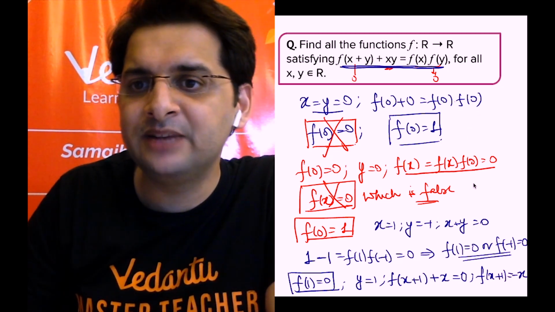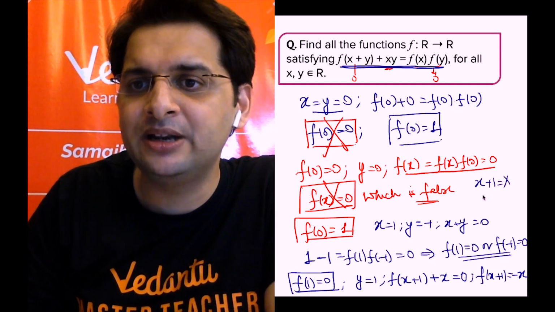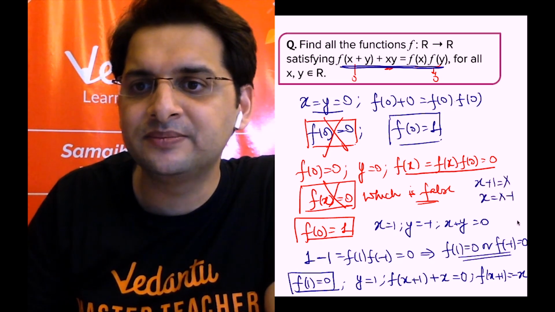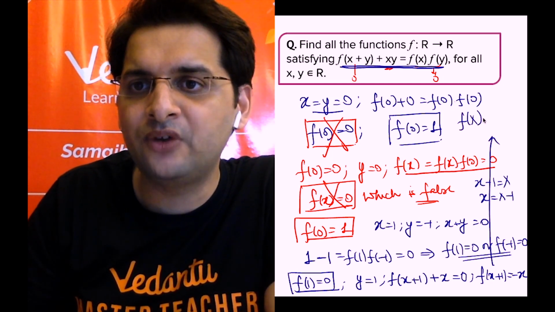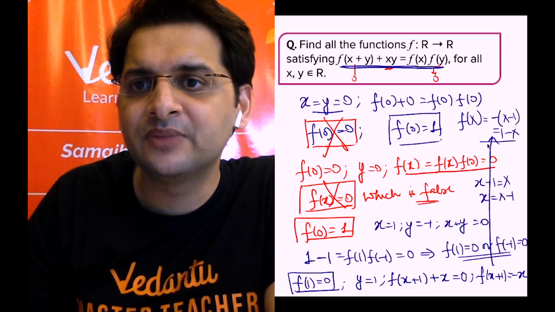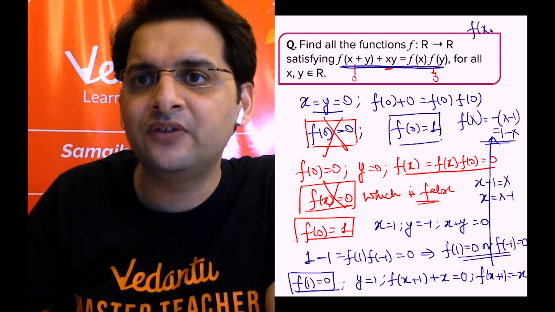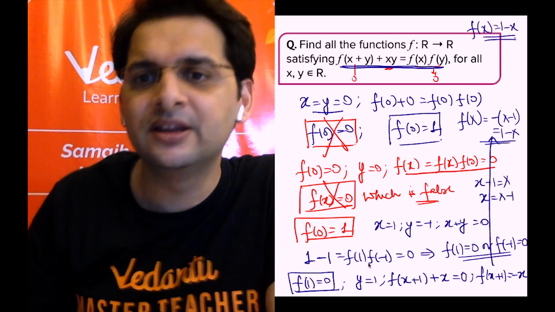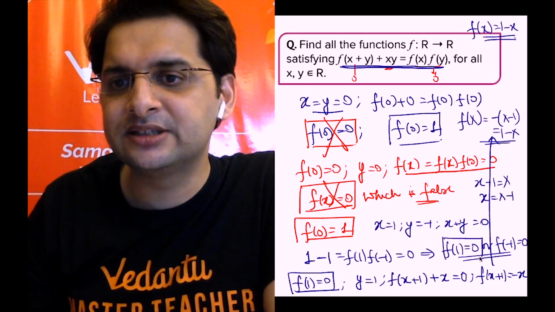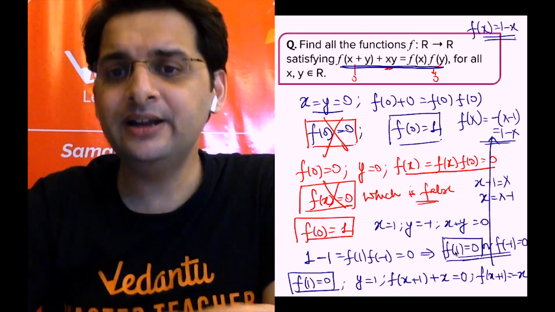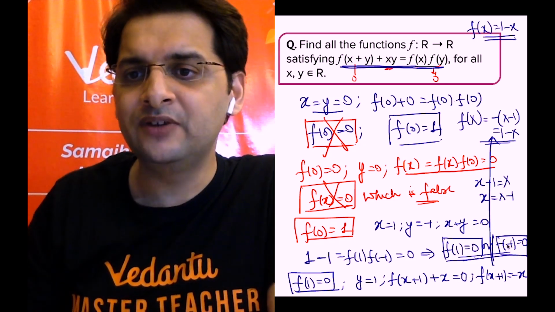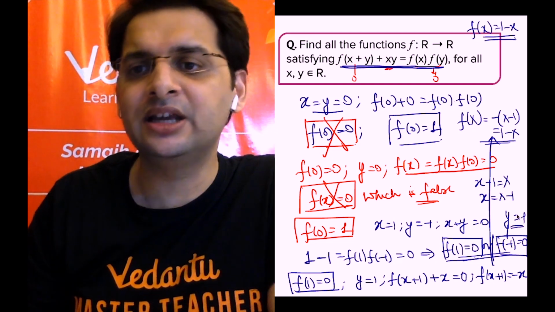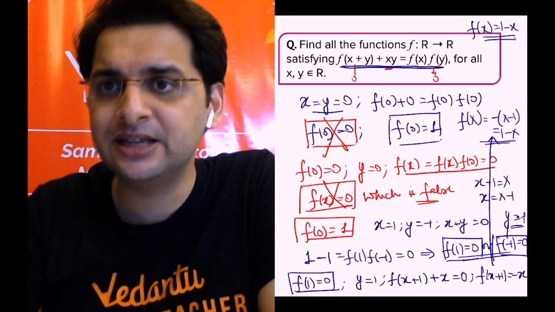And x plus 1 can be replaced by a variable, say capital X. So x will be X minus 1. So that means this function would get changed to f of X is equal to minus of X minus 1 or 1 minus X. So one of the functions is f of x is equal to 1 minus x by using this statement. And similarly, if we use f of minus 1 as 0, we'll put y as minus 1 in the original equation to get the function. You can all try this and find the other function.